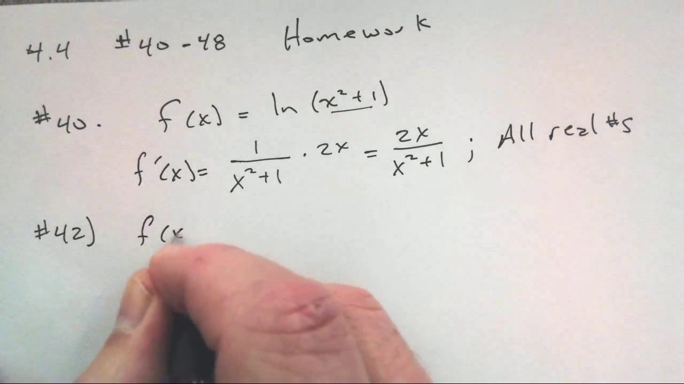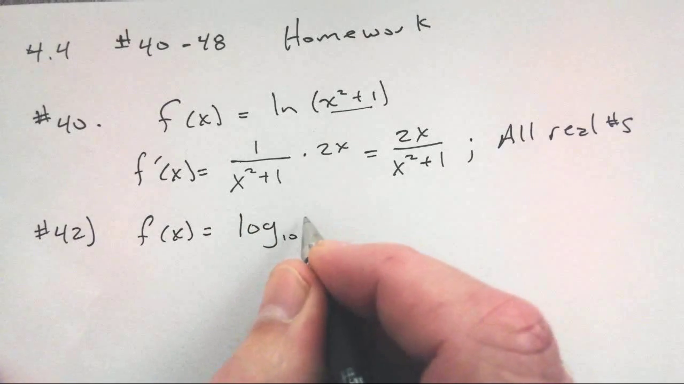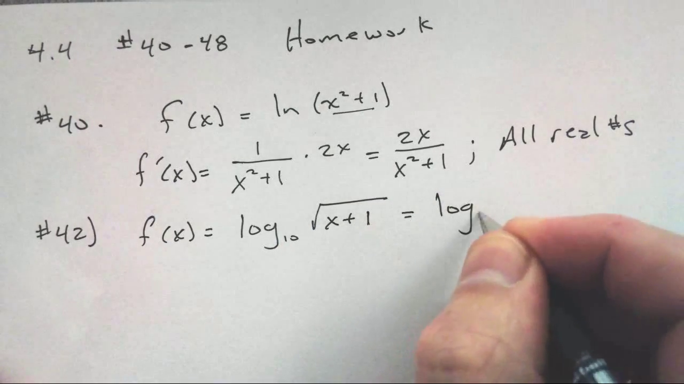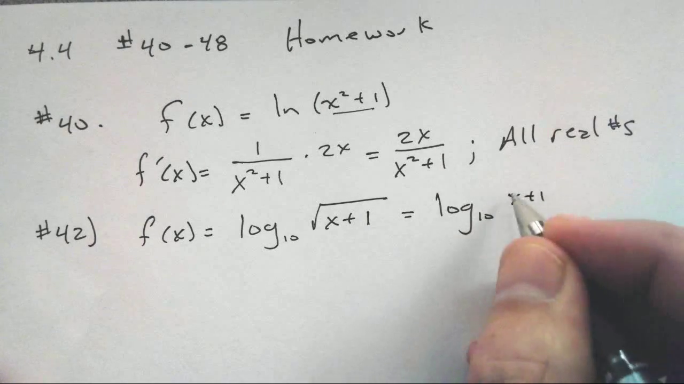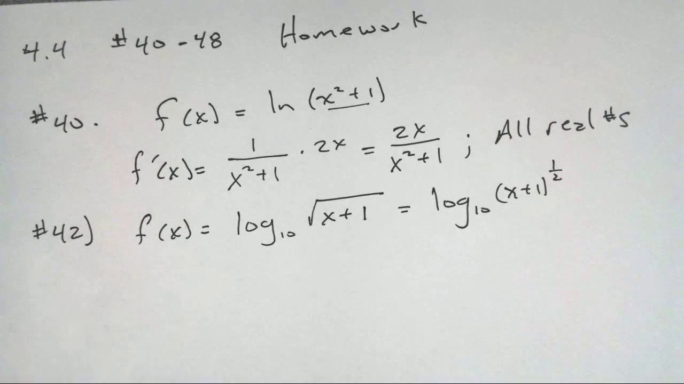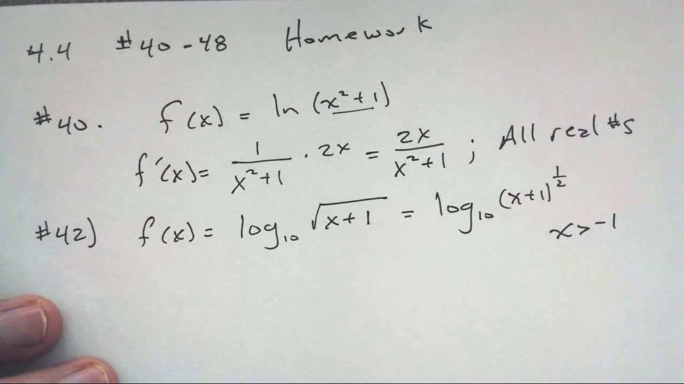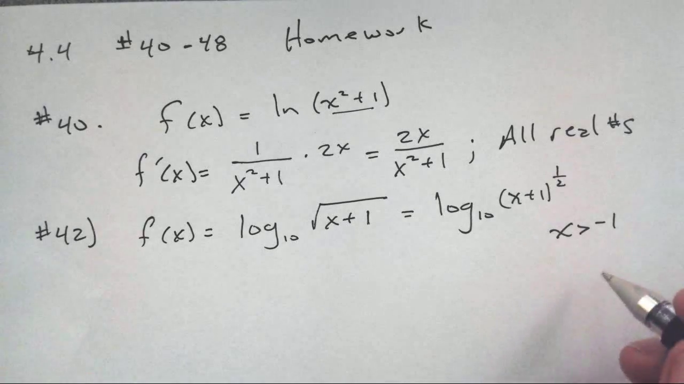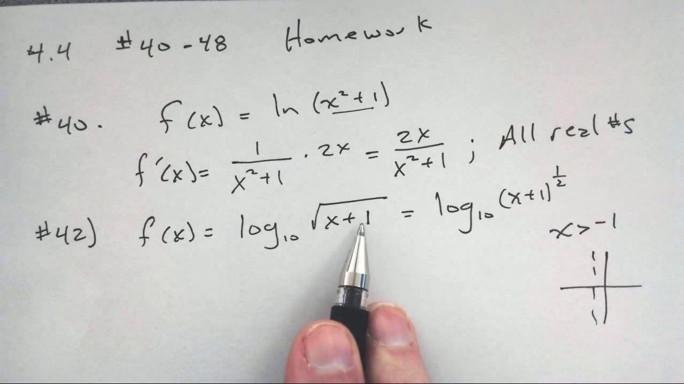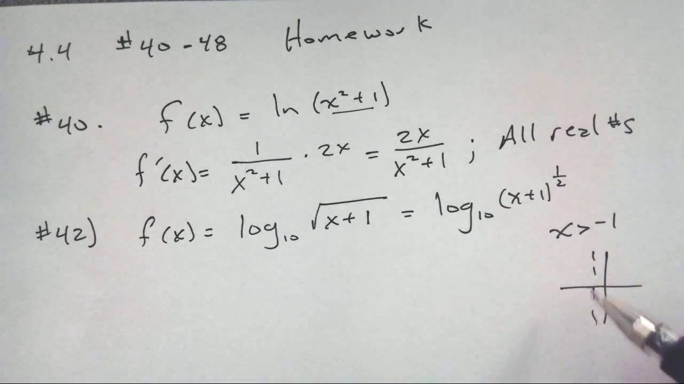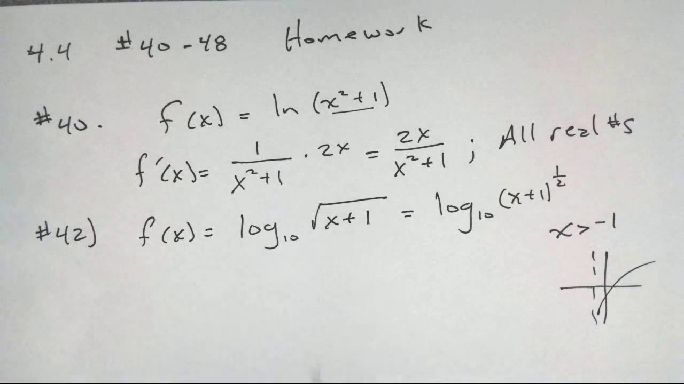Number 42, f of x is given as log base 10 of the square root of x plus 1, which we might want to think of as log base 10 of (x plus 1) to the 1/2. In fact, we could pull that 1/2 out in front if we chose to. I'm going to leave it just for the sake of leaving it. Now, the first thing I notice as far as domains go, x has to be greater than or equal to -1, and maybe some other problems are going to pop up as well, but definitely x has to be greater than -1, because I could take the square root of 0, but log base 10 is the exponent that turns 10 into this number, and 10 cannot be turned into 0 with an exponent. And I expect this to grow forever.